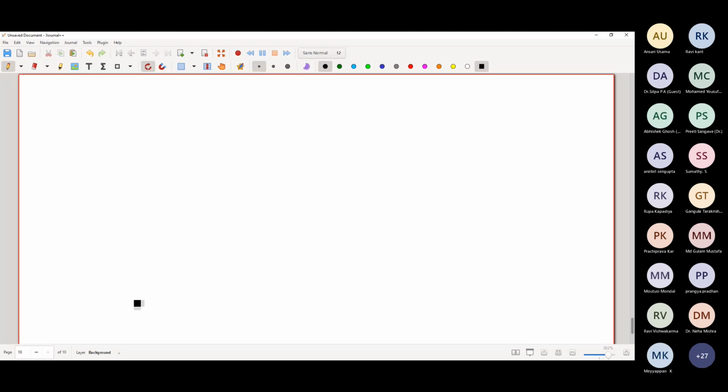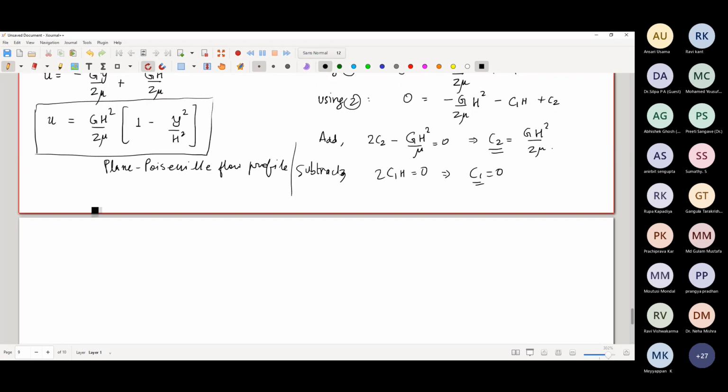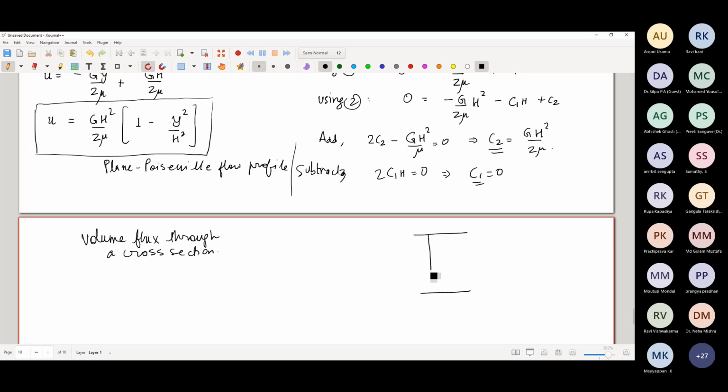Now, let us see what the volume flux through the area will be. We know that this is the flow profile in 2 dimensions. Let us say that the width into the plane of this channel is W. So what is the differential area going to be?